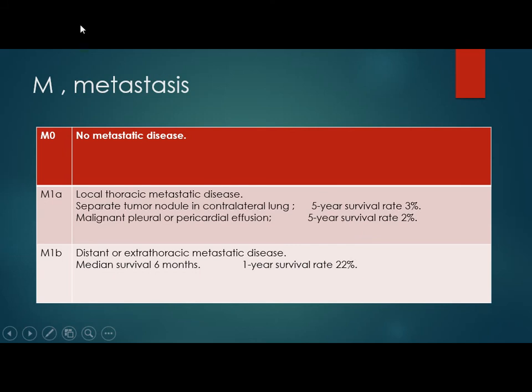Metastasis: we have M0, no metastatic disease. M1A is local thoracic metastatic disease: separate tumor nodule in the contralateral lung, malignant pleural or pericardial effusion. M1B is distant or extrathoracic metastatic disease.